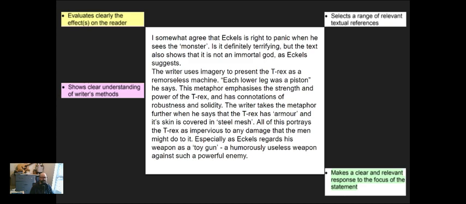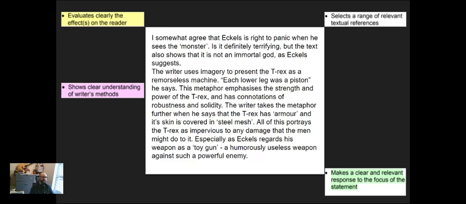It is definitely terrifying, but the text also shows that it is not an immortal god, as Eccles suggests. He refers to it as a great evil god. The writer uses imagery to present the T Rex as a remorseless machine. "Each lower leg was a piston," he says. This metaphor emphasizes the strength and power of the T Rex and has some connotations of robustness and solidity.